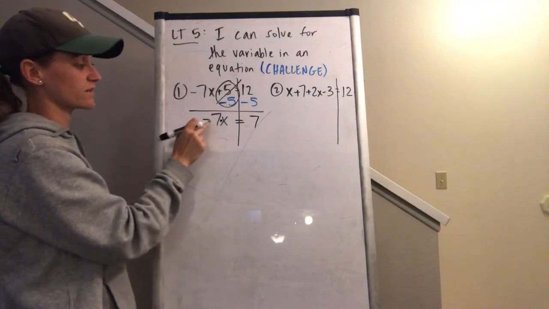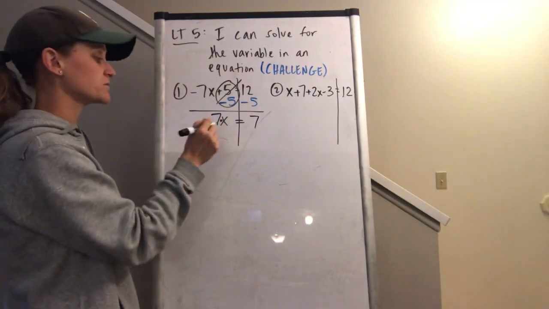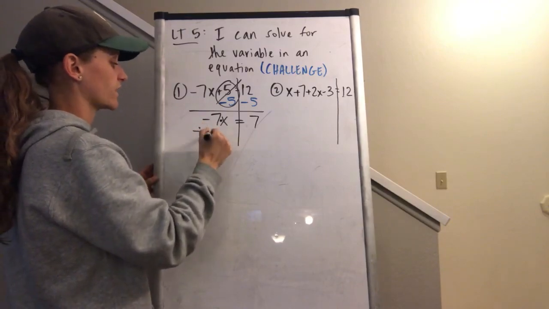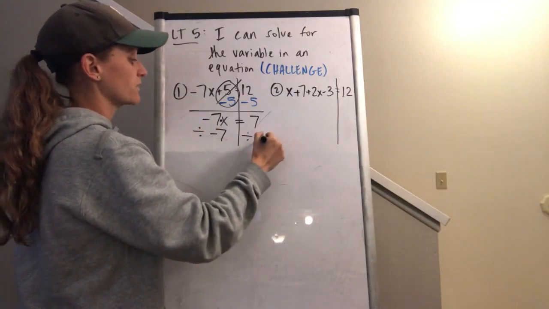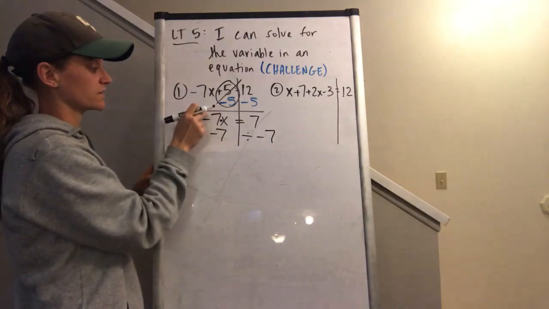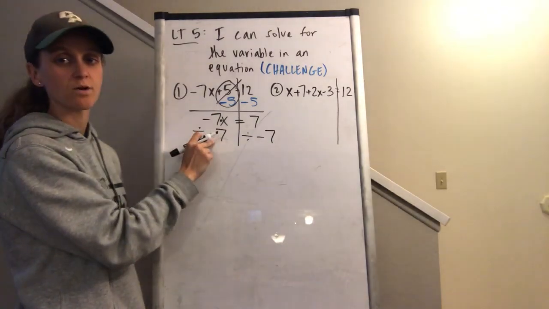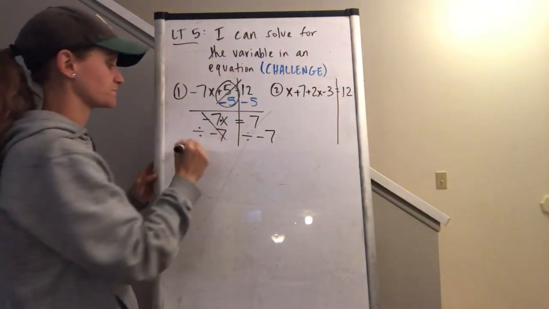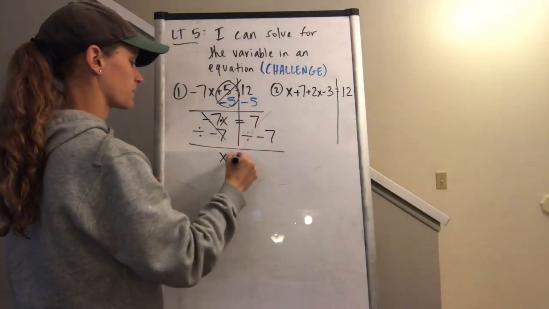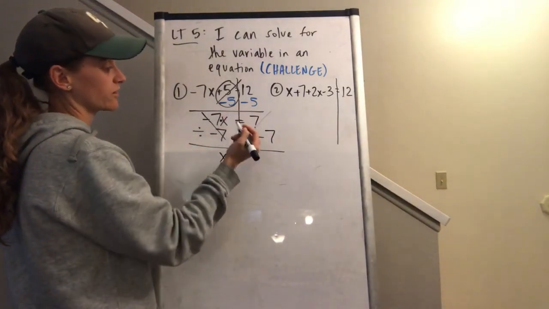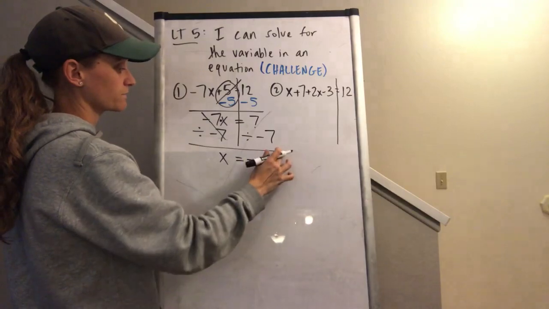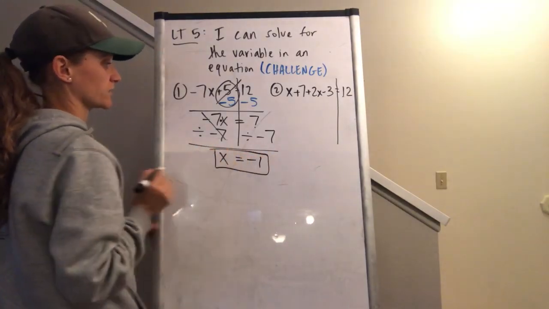So this is negative 7 times x. And the opposite of multiplying by negative 7 is dividing by negative 7. So make sure you don't forget that negative there, because a negative 7 divided by negative 7 is 1. So that's what makes them cancel out. Okay, so I have x equals, and then 7 divided by negative 7 would be negative 1. So that would be my answer on that one.